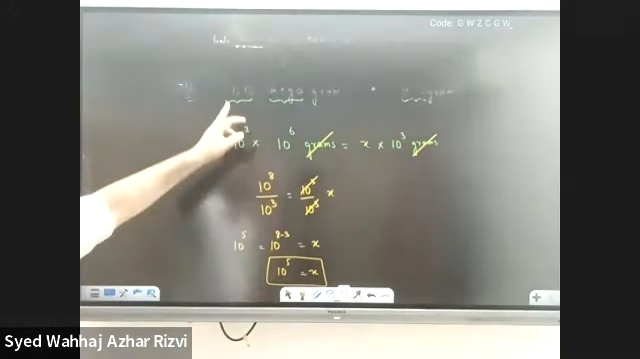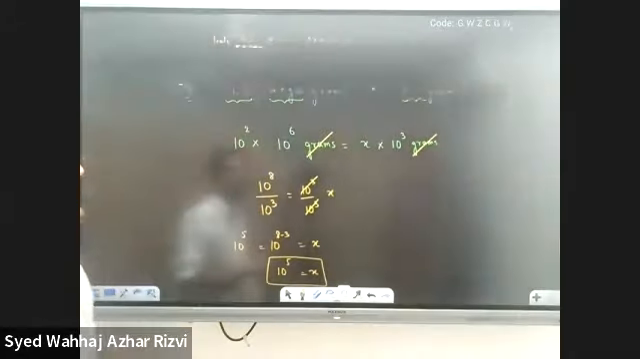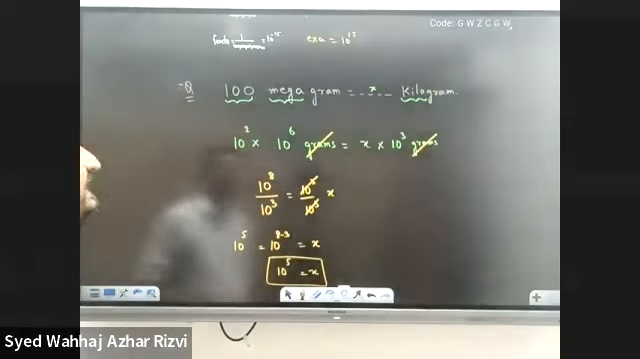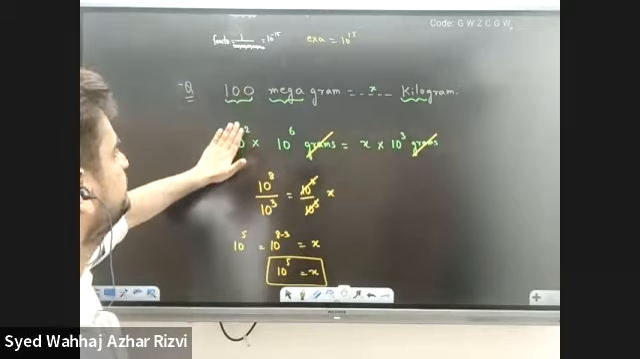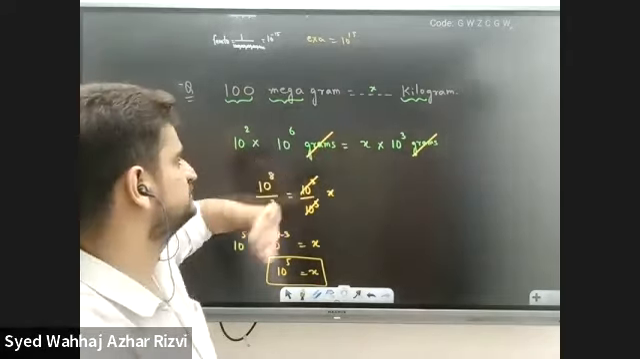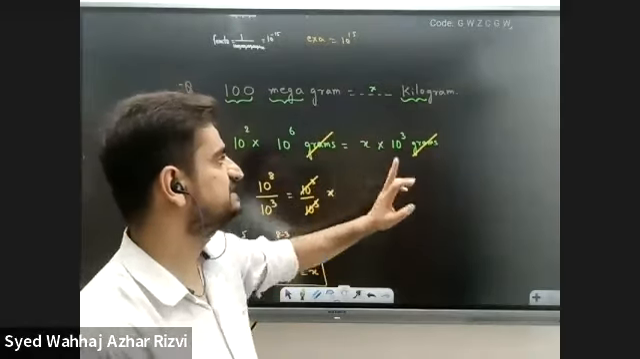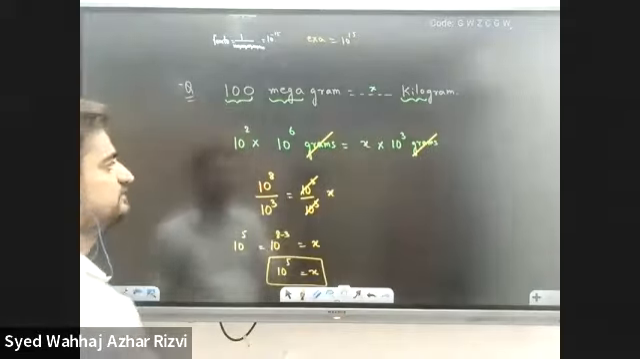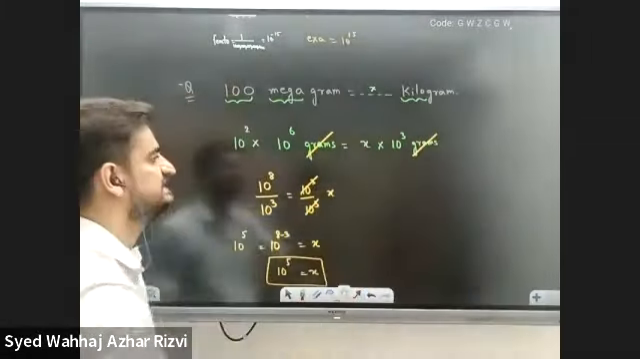So 100 megagrams equals x kilograms, and we have to find out the value of x. So 100 can be written as 10 raised to the power 2. Mega can be written as 10 raised to the power 6. Gram, let's write it as it is. X is written as it is. Kilo is written as 10 raised to the power 3. And then grams is written as it is. Since we are having grams on both sides of the equation, we can just cancel it out.